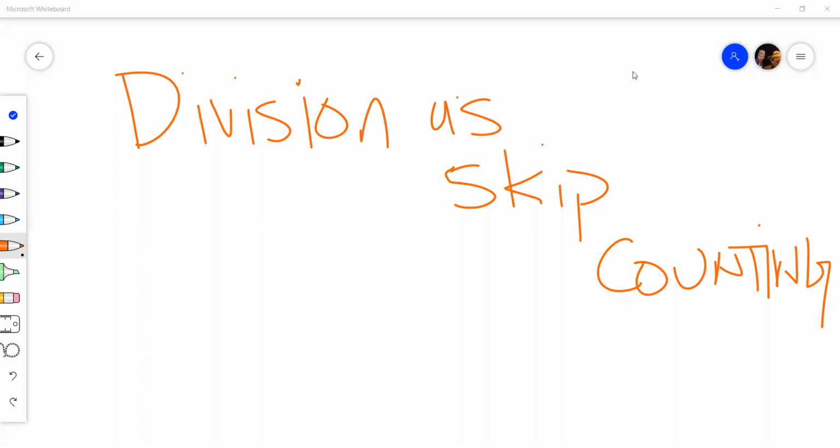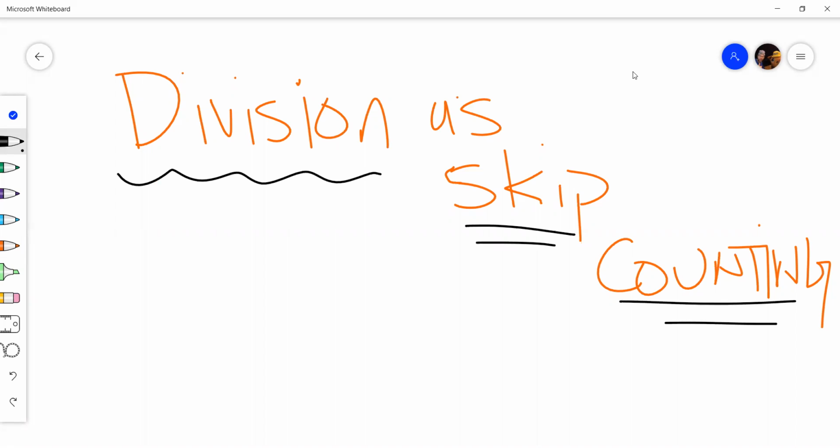Well, hey everyone. Today we're going to continue to dive into this awesome world of division, but today we're going to be looking at division in terms of skip counting, just another strategy we can use to help us as we multiply and get larger numbers.